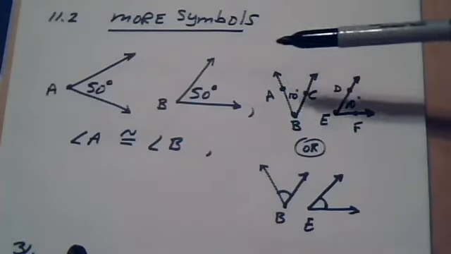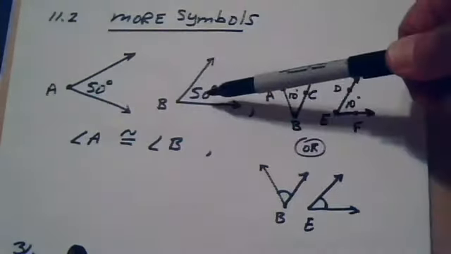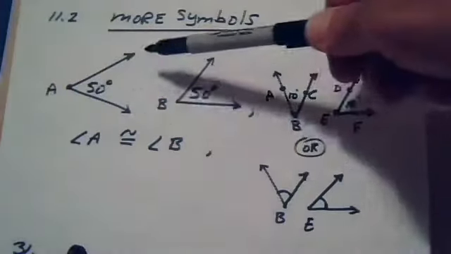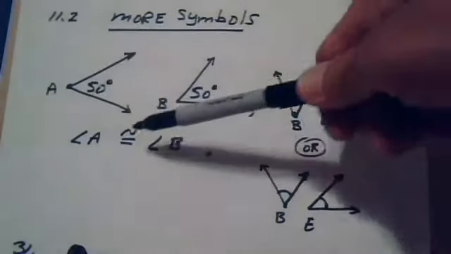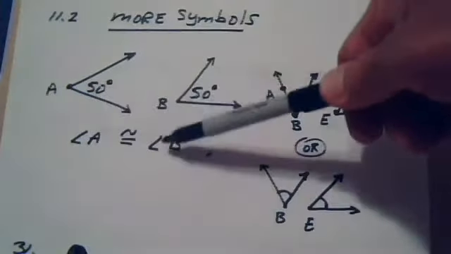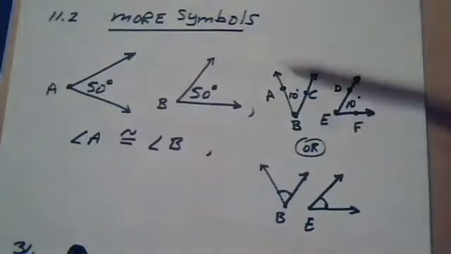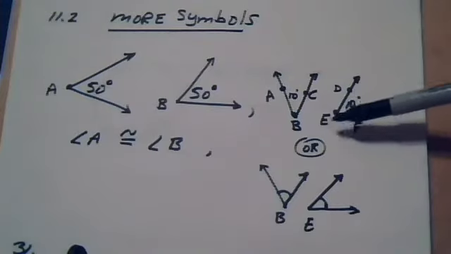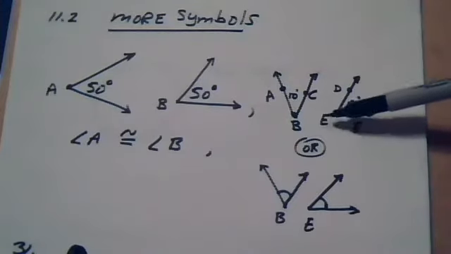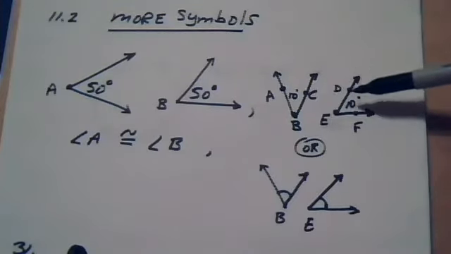Right here we have angles. So these 2 angles are equal of measurement, right? Angle A and angle B. So we say angle A is congruent to angle B because they measure the same amount. Notice here, angle B and angle E are congruent because they measure the same amount.